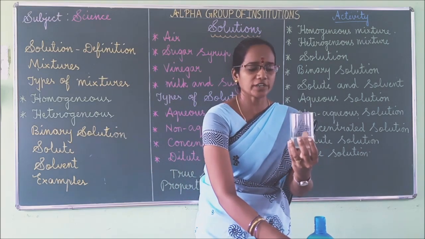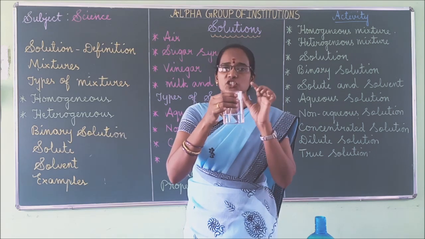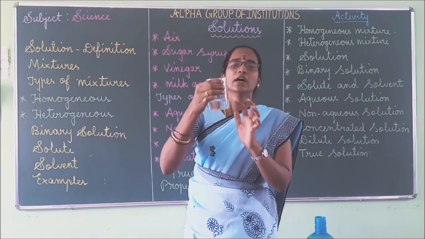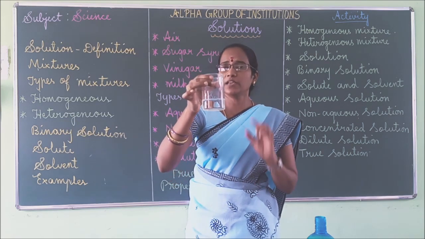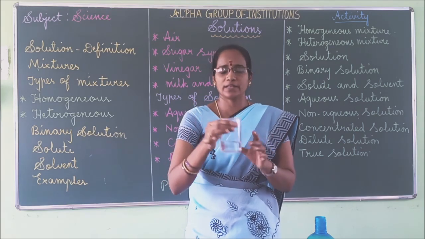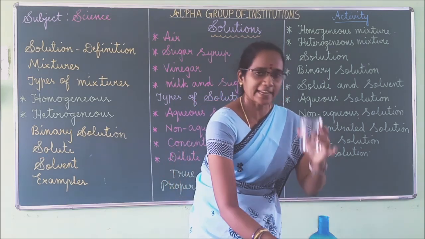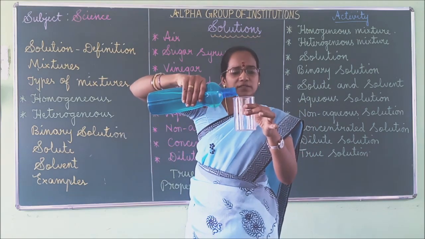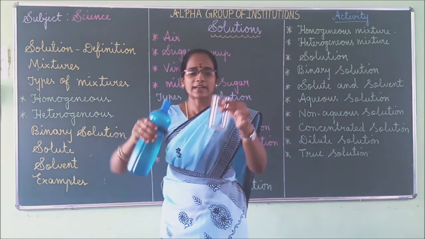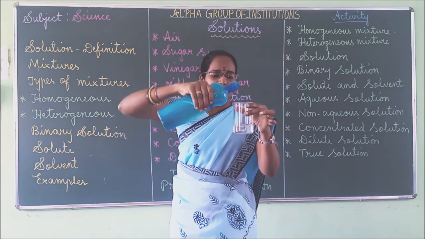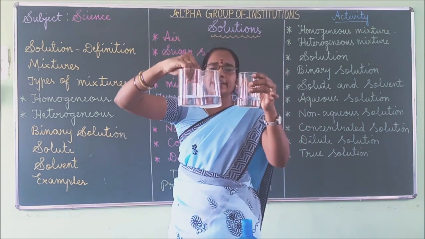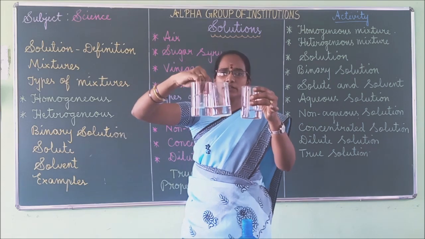Measurement is very important, children. In the chemistry laboratory, we should use the measuring flask. Here I do not have one, that is why I am taking approximately. But for experiments, you should use accurate measurement only. So in the second glass, again I am taking water. In the third glass also. See, an equal amount of water I have added in all three glasses or tumblers.